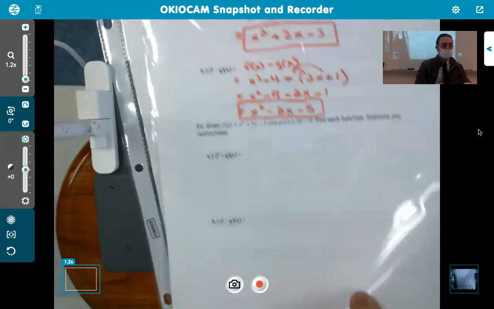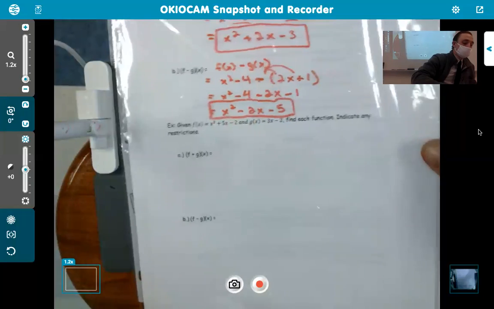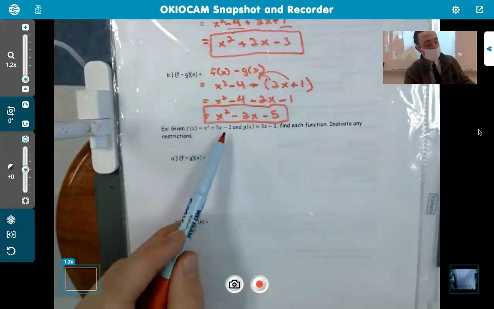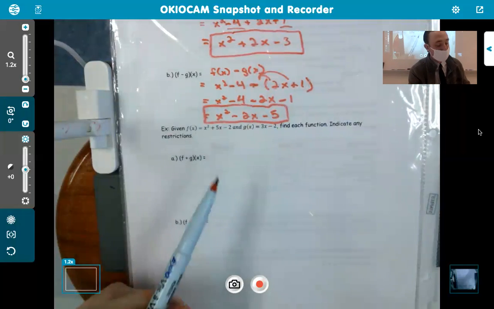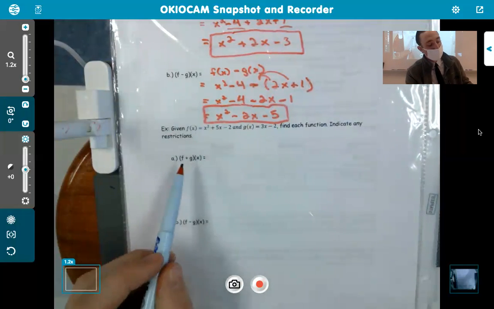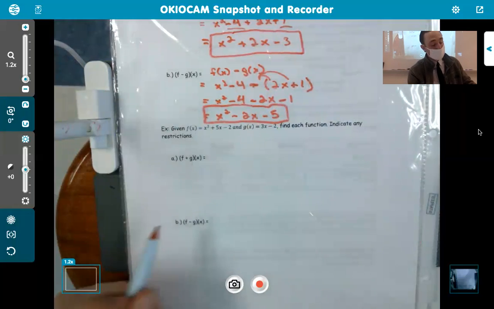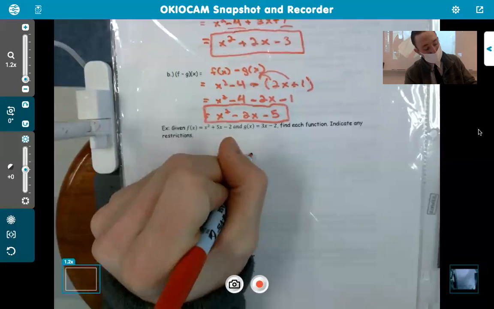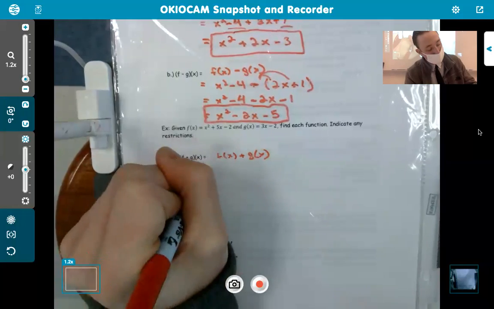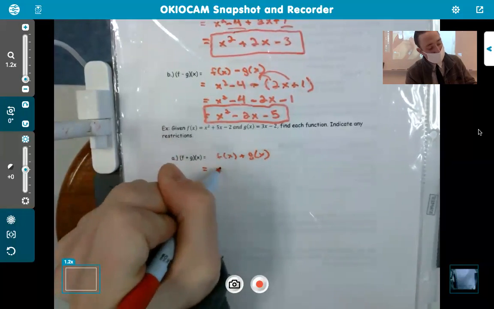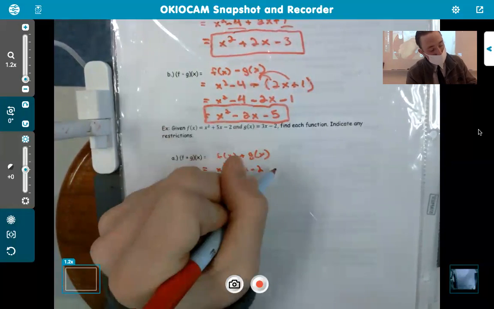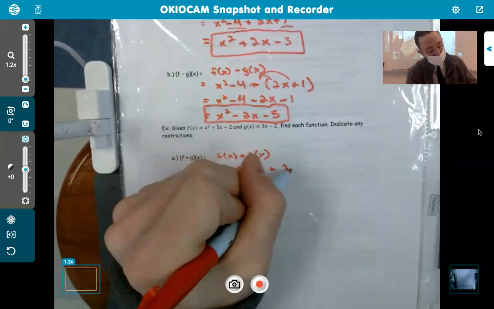All right. Let's take a look at the second example then. So now they tell me that f of x is x squared plus 5x minus 2 and g of x is 3x minus 2. We want to find the addition and subtraction of each of those functions. So I know that, again, this is f of x plus g of x. And if we plug in those functions, I have x squared plus 5x minus 2 plus 3x minus 2.